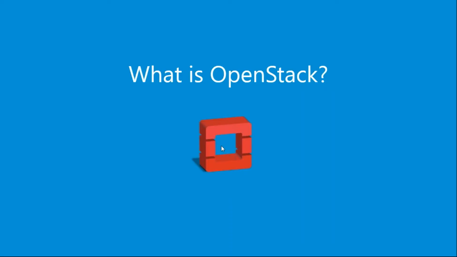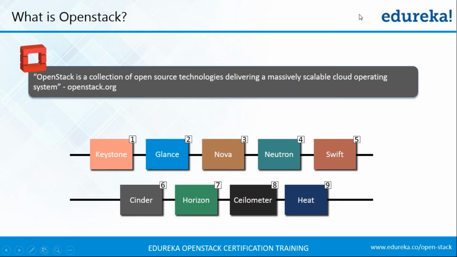Okay, so now let us see what OpenStack is. As the OpenStack organization says, OpenStack is a collection of open source technologies delivering a massively scalable cloud operating system. With OpenStack, like I told you, you can set up your own cloud infrastructure, and it provides you with infrastructure as a service and a lot of other services.